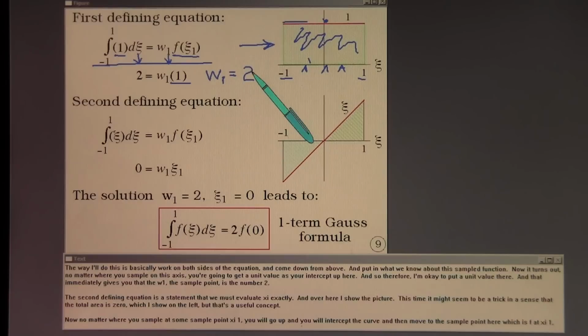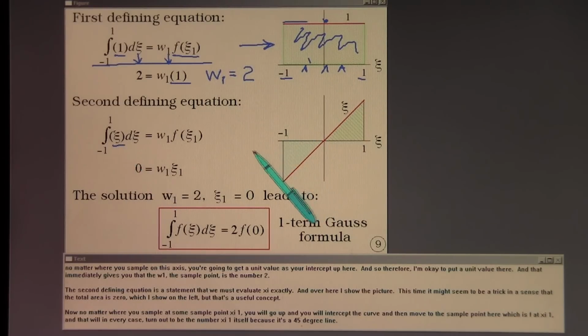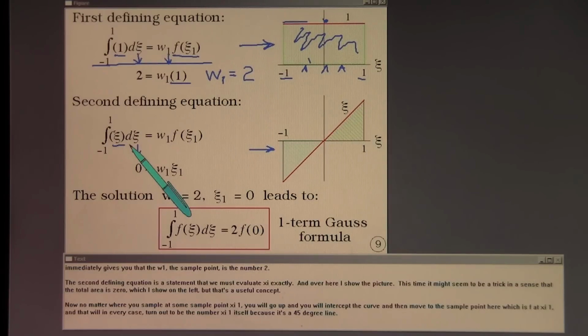The second defining equation is a statement that we must evaluate C exactly. And over here I show the picture. This time it might seem to be a trick in a sense that the total area is 0, which I show on the left. But that's a useful concept.